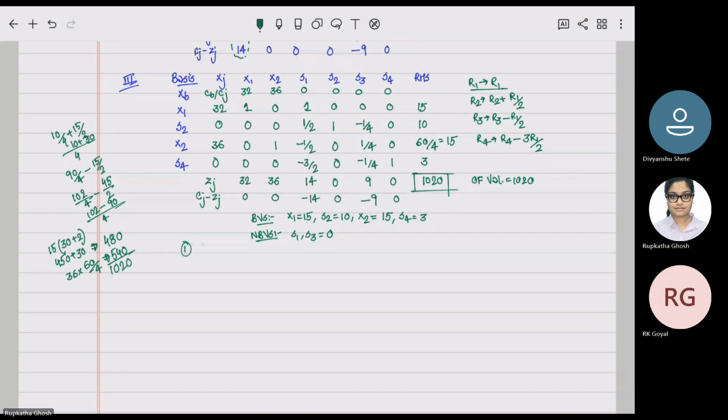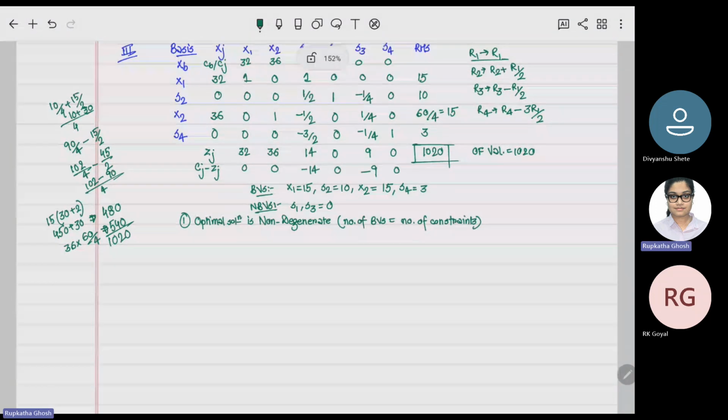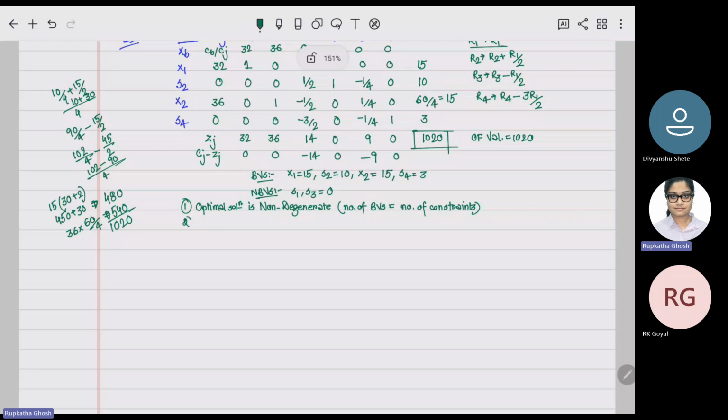So first thing first, my optimal solution is non-degenerate, right? Why? Because the number of basic variables that we have is strictly equal to the number of constraints in our LP model, with a strictly positive value. So your optimal solution is non-degenerate. Second, we have a unique optimal solution.